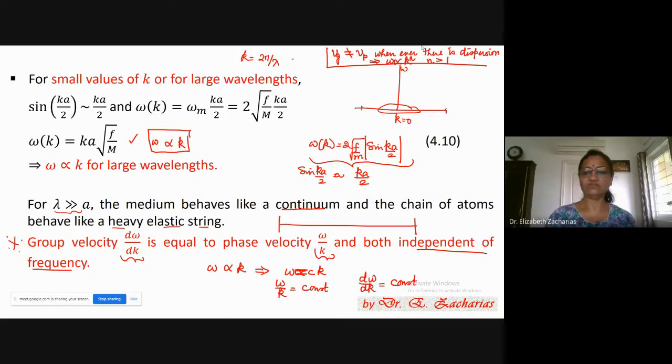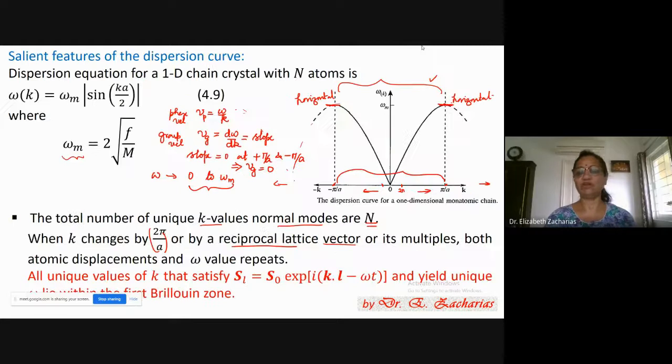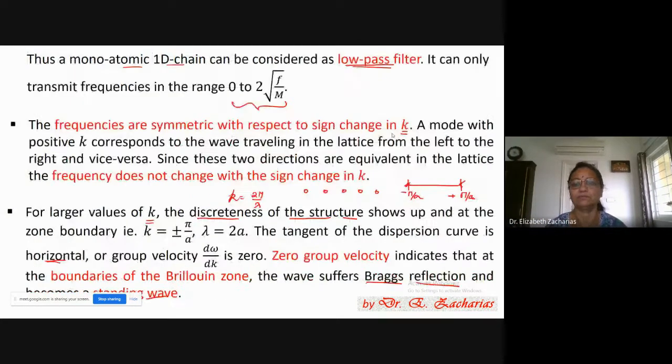Okay, so now let's go to which region we are talking about. We are talking about no dispersion in this region. Look at this region. You're finding that omega is proportional to k. It's almost a straight line. So as long as it's a straight line, phase velocity is equal to the group velocity. There is no dispersion. And this happens for small k's or for large lambdas.